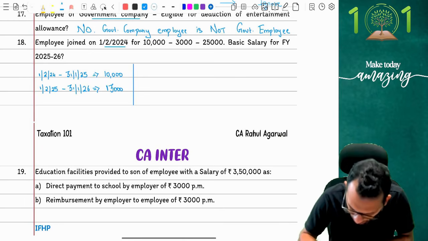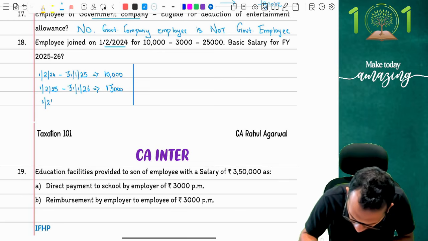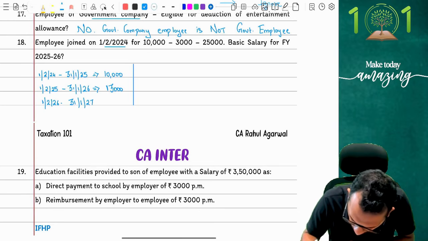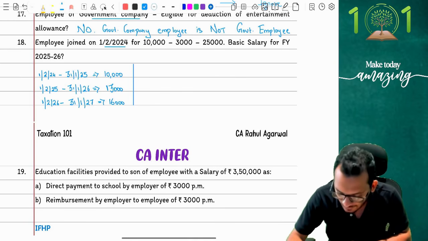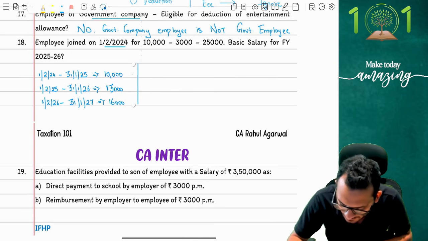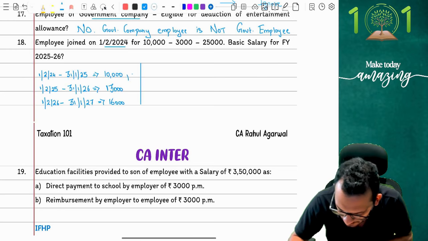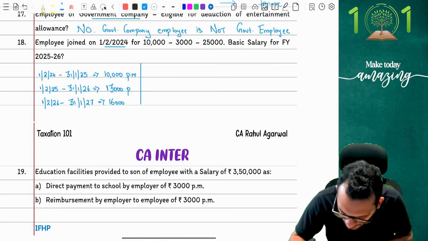Correct? Yes. And finally, when I'm moving from 1st February 26 to 31st January 27, I would have got my next level of increment, which is 16,000 rupees. Correct? Now comes the problem. Look very carefully. First thing people have to understand is that a pay scale model is never per annum, it is per month, which means these are my per month salaries.